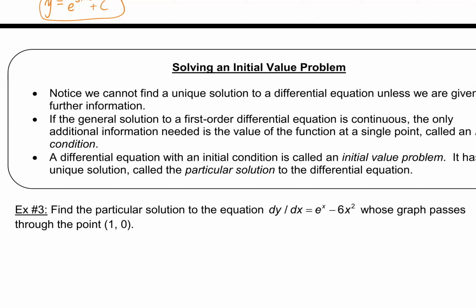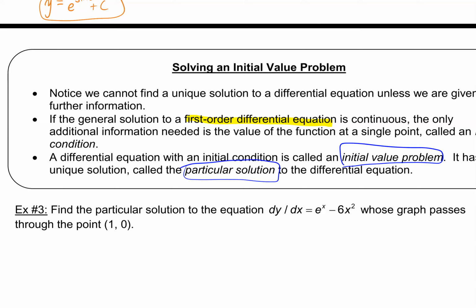All right, so if the general solution to a first order differential equation is continuous, remember first order is just the first derivative, the only additional information we need is the value of the function at a single point, called the initial condition. Once we know our xy coordinate of our single point, we can plug in, because we'll know the xy there, and then we can solve for what our c would be, right? A differential equation with an initial condition is called an initial value problem. It has a unique solution called the particular solution to the differential equation.